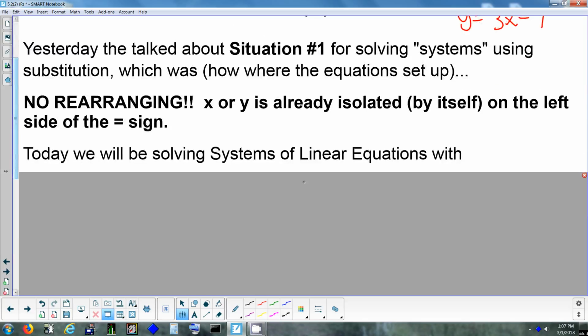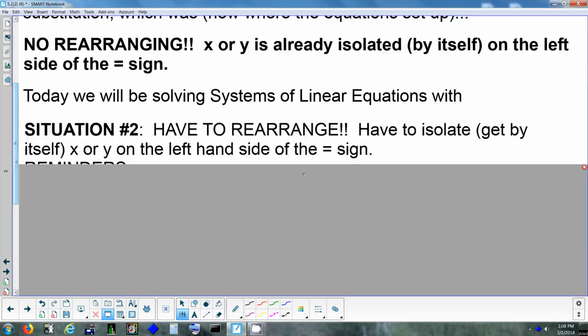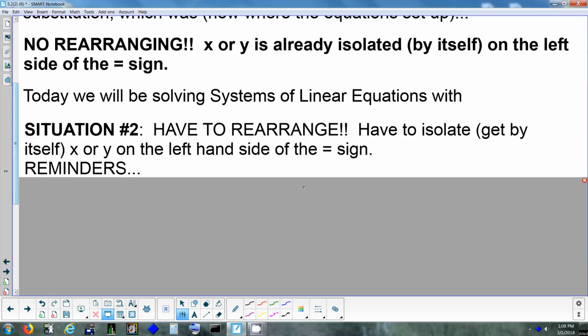What about today? We're going to be rearranging. But like one of the ones we did in the warm-up where you had to rearrange, you're only going to have to do one step. Basically, you won't have to divide to rearrange. You just have to move something, and then you'll be all set. It'll make more sense when I go over it.